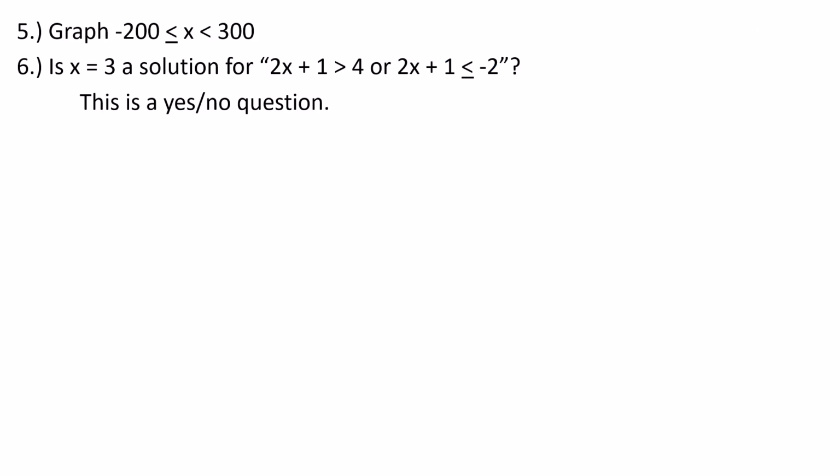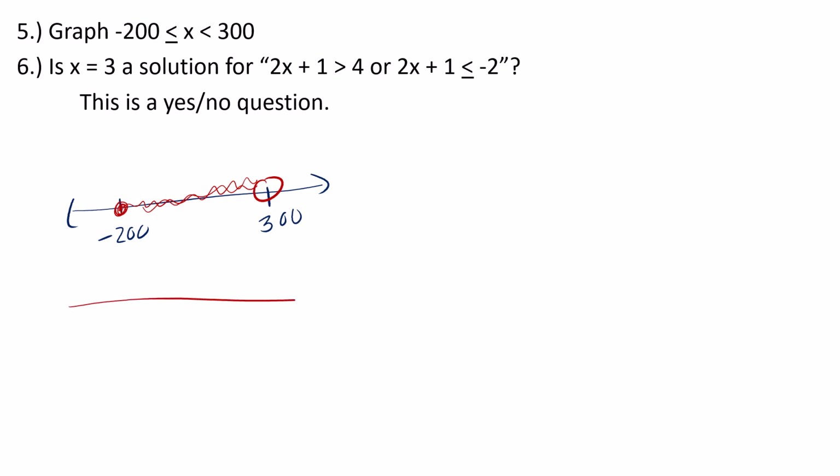Graph this one. So for number 5, we are going to graph it. Keep it simple. Only put the numbers on there that you care about. So we have -200 and 300. X needs to be between them, and the -200 is included, and the 300 is not. Now, you might do it this way.